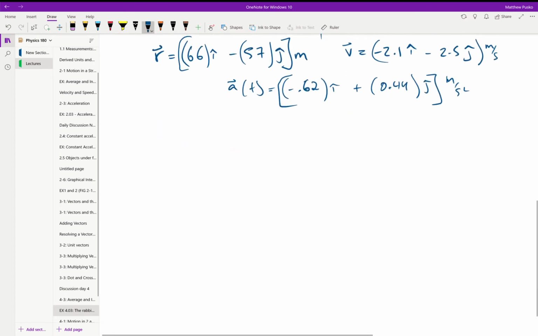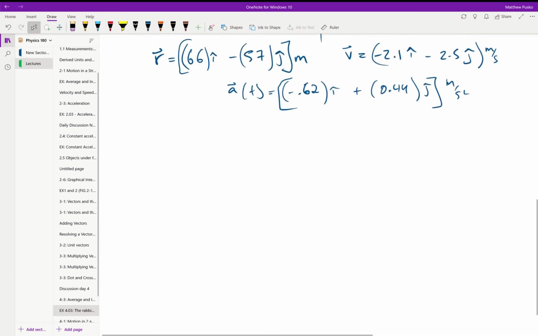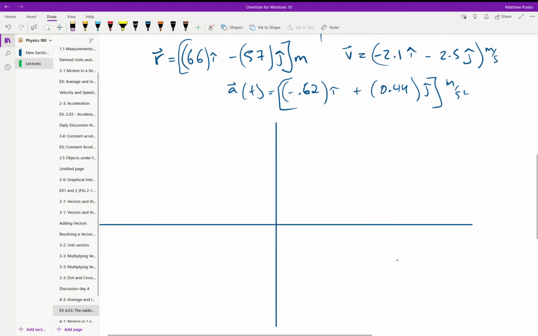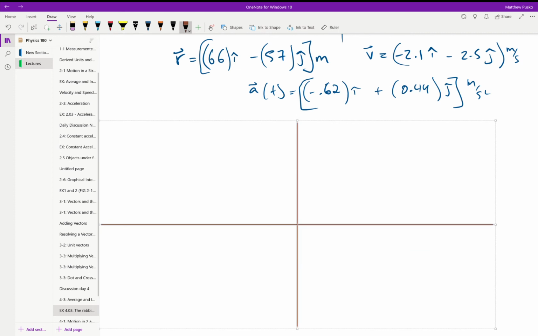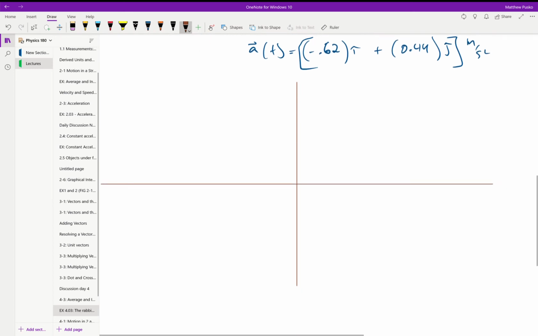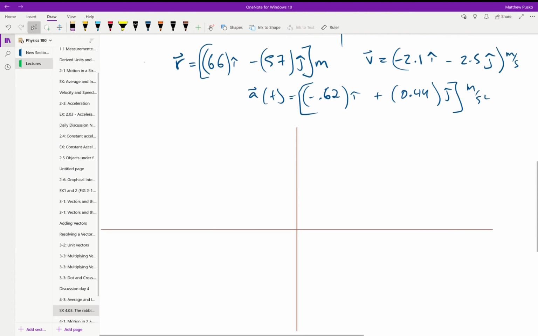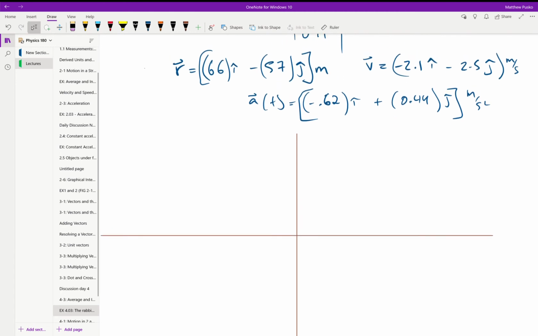Alright, now I have those in a position where I can graph. Let's just do a simple XY coordinate system, and let's plot the position first. If you wanted to plot the path, you just plot a bunch of different time intervals and you can find it. So I'll do a rough sketch of the path, but know that you can just plug in different times t and then plot the points.